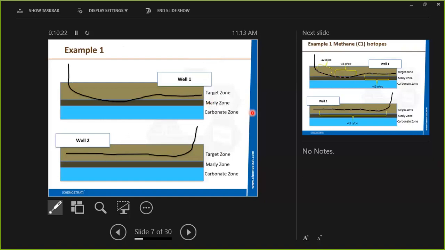I'll just sort of illustrate what's happening here. So you have one horizontal that's drilling. It dips down a little bit, right? So this is maybe the first well that was drilled. It kind of dips down a little bit into this Marley zone that's between your target interval and your carbonate-rich interval. And so it dips down here, and then it kind of comes back up and goes into the target zone.